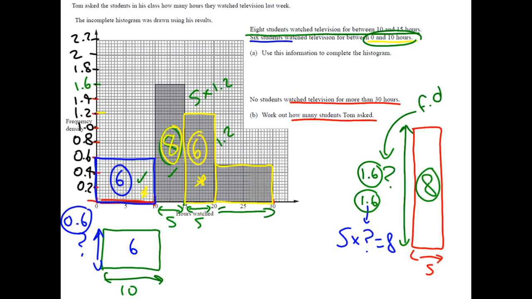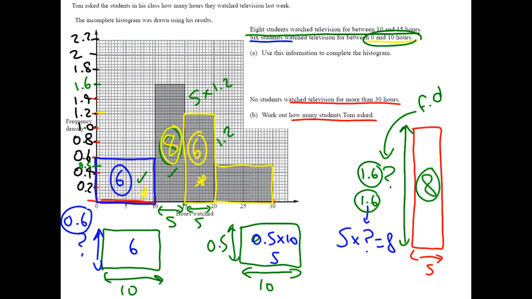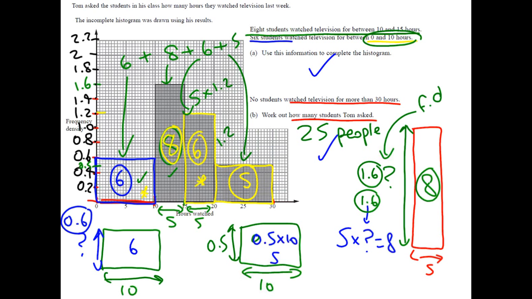So it's 10 wide. Let's take it off to the side to show you this last one nice and clearly. It's 10 wide. We know that it's 0.5 up. It's halfway between 0.4 and 0.6. So for the area, you're going to do 0.5 times 10, which is 5. So there's 5 people in this one. So you add up how many you've got in total. You've got 6 plus 8 plus 6 plus 5. Okay, so it's going to be 25 people. So we completed the histogram. We found out how many people. So I like that question. I think that's a nice one.